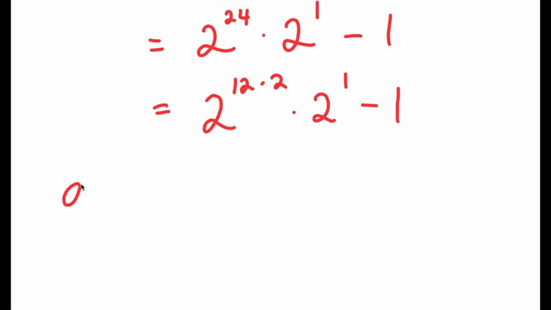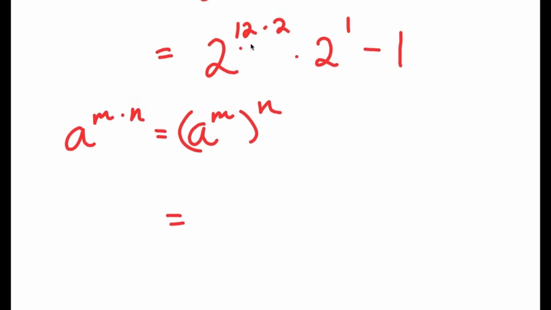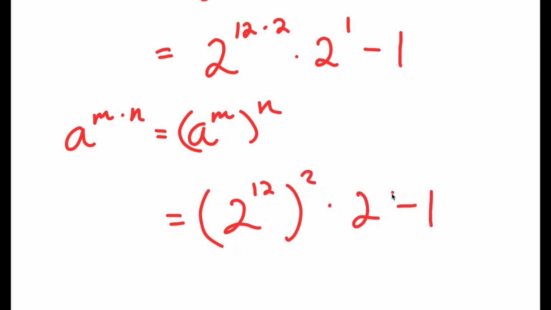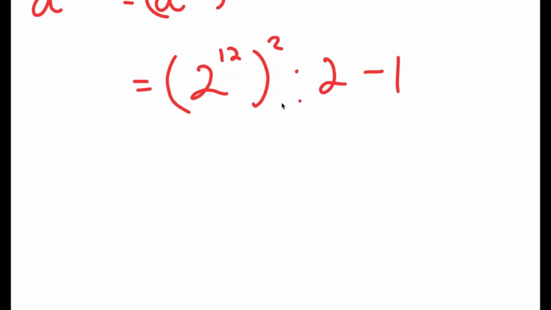And another property of exponents is that if I have something in the form a to the power of m times n, this is equal to a to the power of m to the power of n. So 2 to the power of 12 times 2 is going to equal 2 to the power of 12 to the power of 2. And I have this times 2 minus 1. So now I'm actually going to plug in the actual value of 2 to the power of 12, because 2 to the power of 12 is small enough where we know the exact value of it.